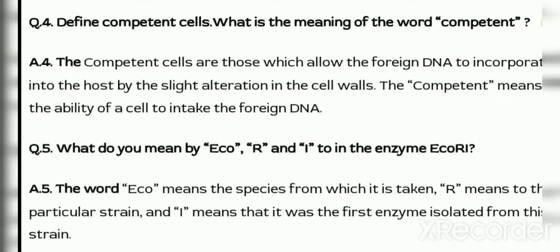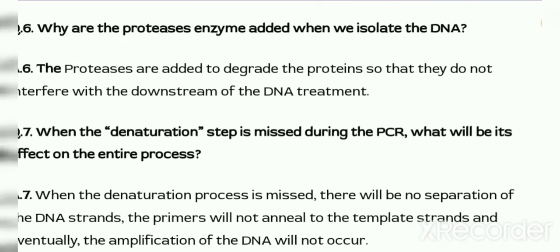Okay, now the fifth question: what do you mean by Eco, R and I in the enzyme EcoRI? The word Eco refers to the species from which it is taken, R refers to the particular strain, and I means that it was the first enzyme isolated from the strain. So this is the meaning of Eco, R and I in the enzyme EcoRI.